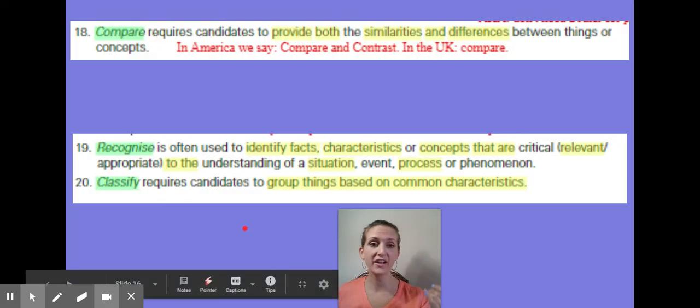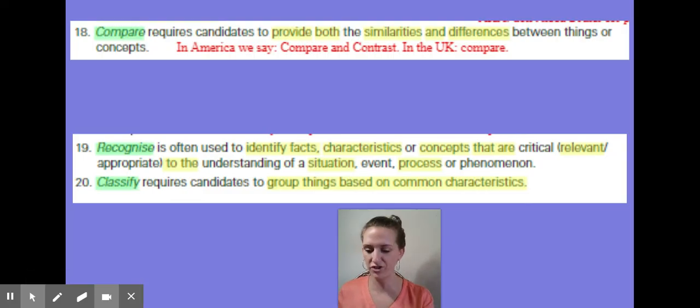Recognize is just facts, characteristics that are specific to a situation or a process. So you can say, recognize the factors involved in the formation of an atoll. An atoll looks like those sunken holes in the ocean where there's a ring of coral around it and it's a deep blue hole. There are factors involved in that.